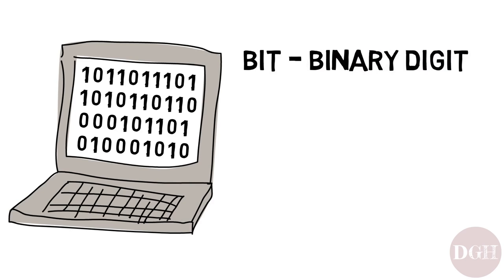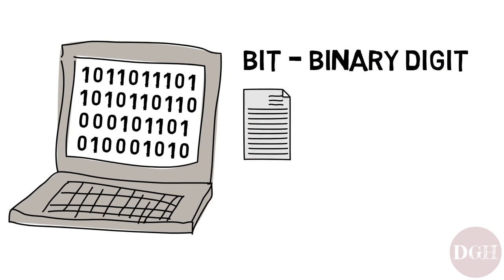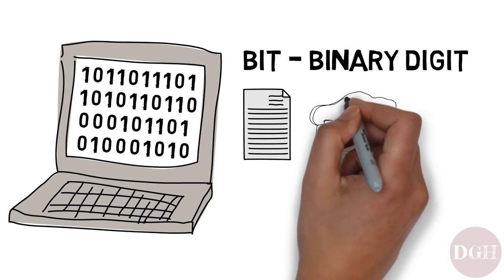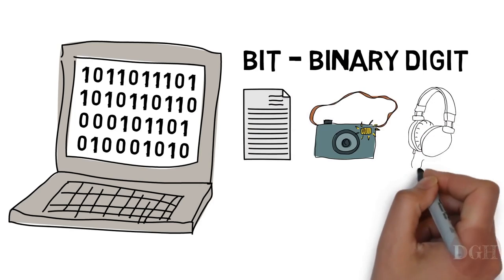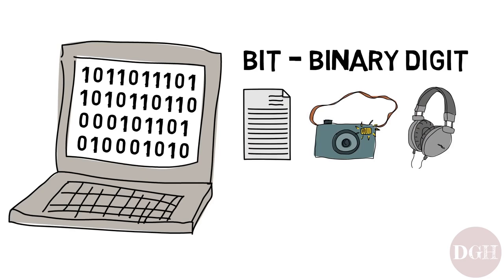Now, these bits, these ones and zeros, are used to store all kinds of information, from the text that appears on your screen, to the colors of an image, to the sounds that come out of your speakers. To store information like this, we use a bunch of bits together. The number of bits we have determines how much information we can store.